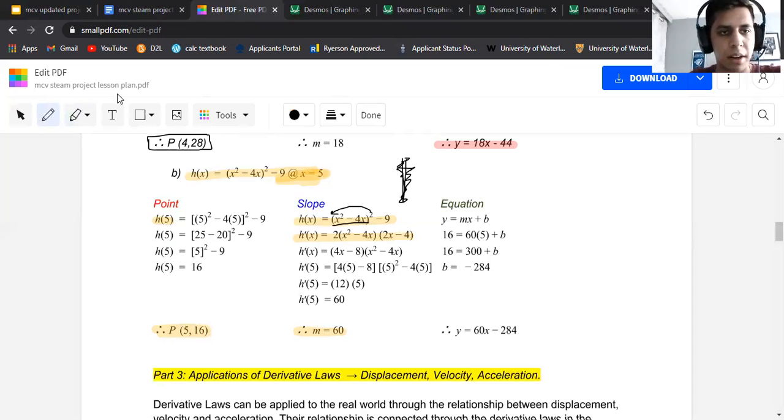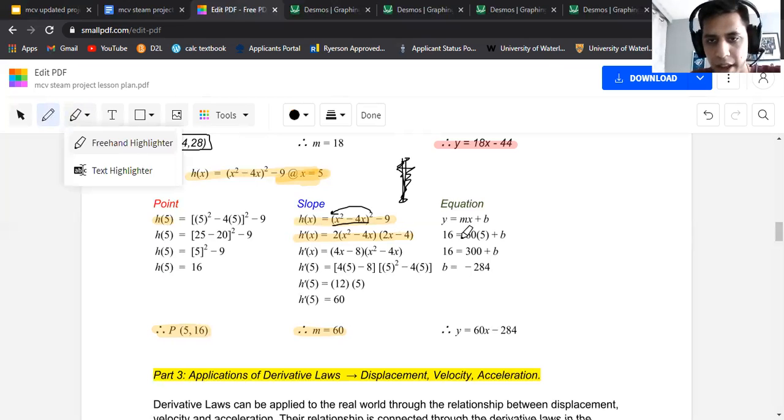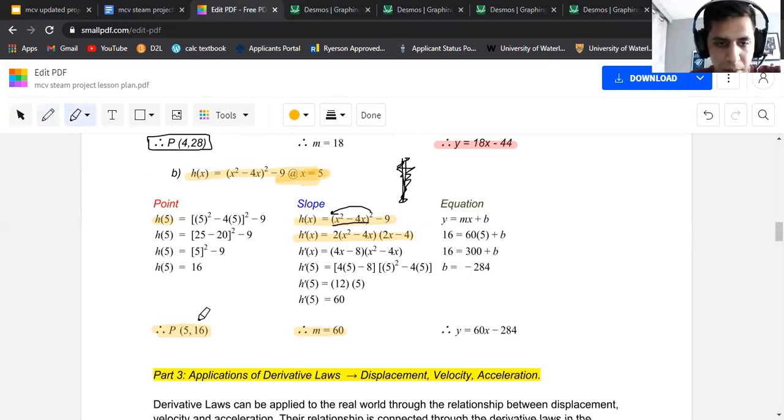Okay, last step here. We're going to solve for the equation. Again, we have the y, we have the x, and we have the m. All we have to find is the b, which is the y-intercept. So you plug in all the values that we know to solve for the value that we don't know. And it turns out that b is equal to negative 284. That means that the equation of the tangent line is equal to 60x subtract 284.